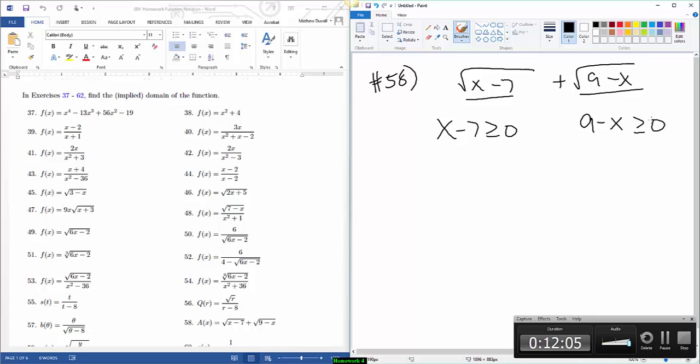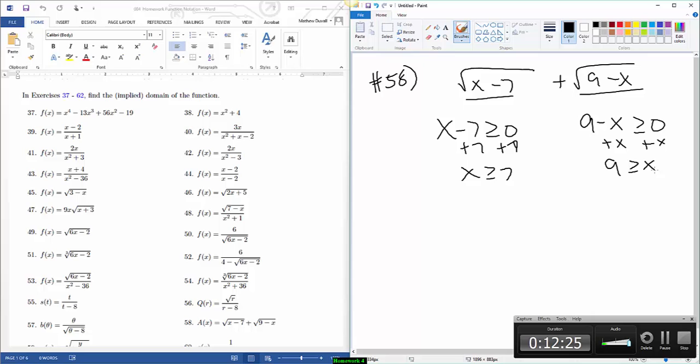And my answer is basically going to be where the values intersect. Where do they overlap? So if I were to solve for x here, add 7 to both sides, I'm going to get x is greater than or equal to 7. And then for this one, if I add x to both sides, I'm going to get 9 is greater than or equal to x.